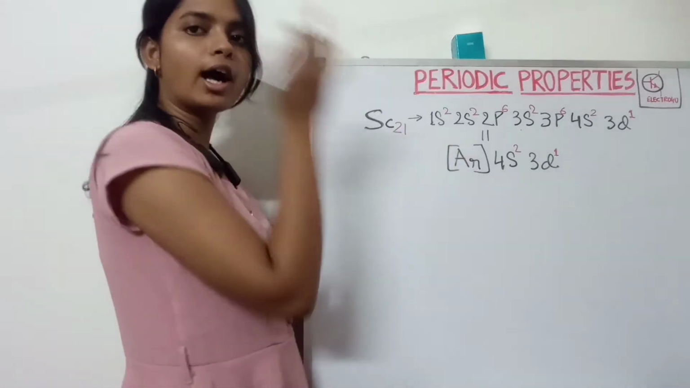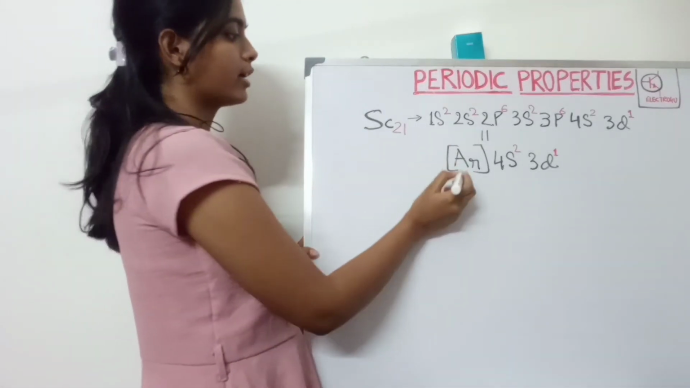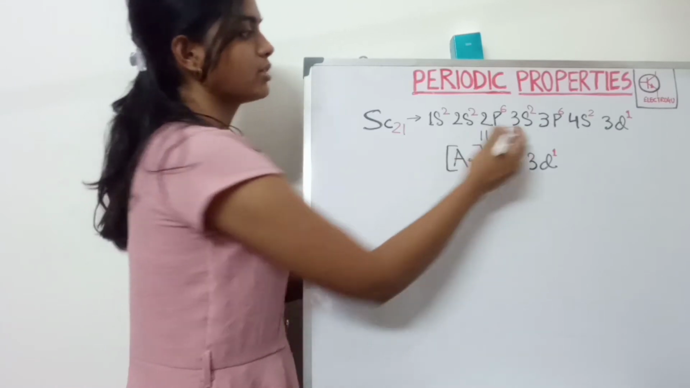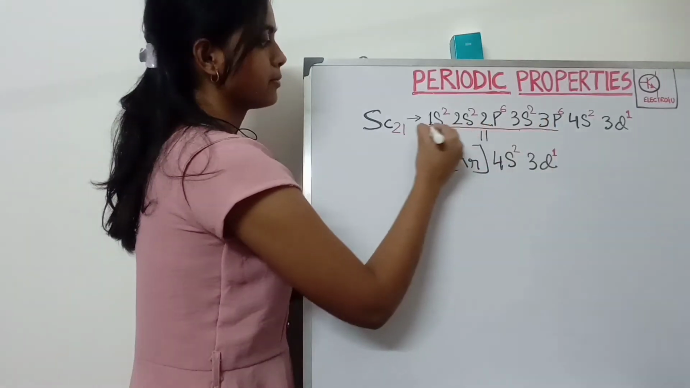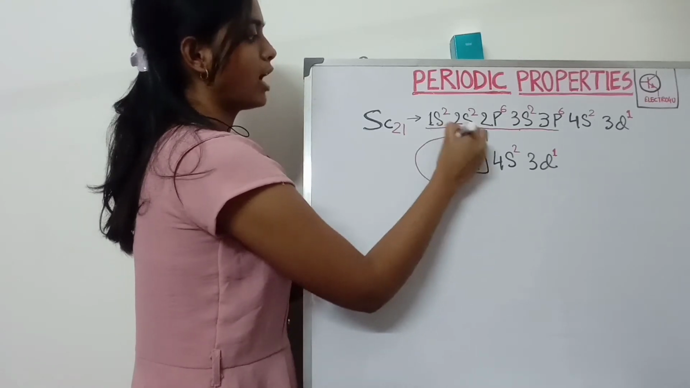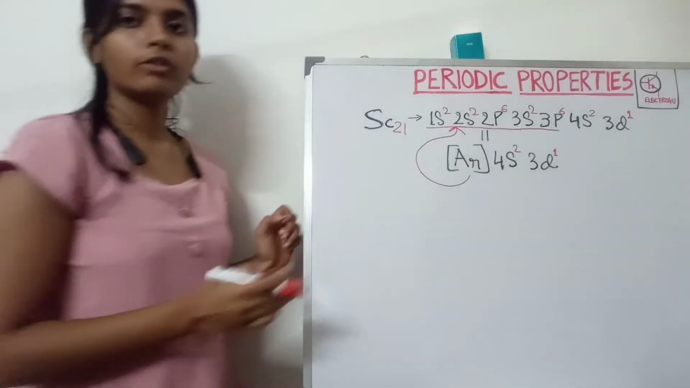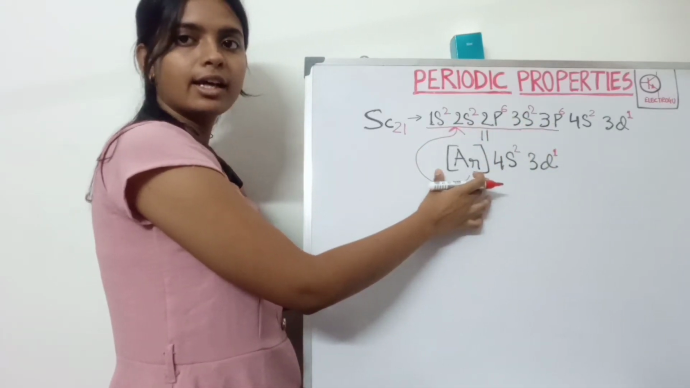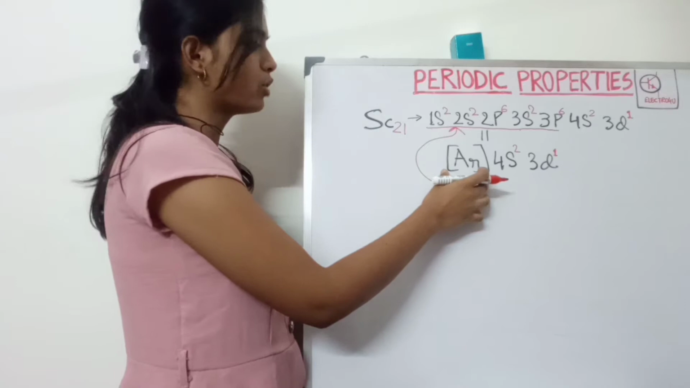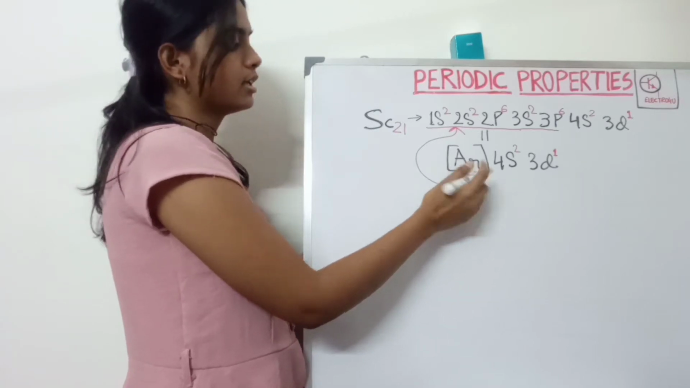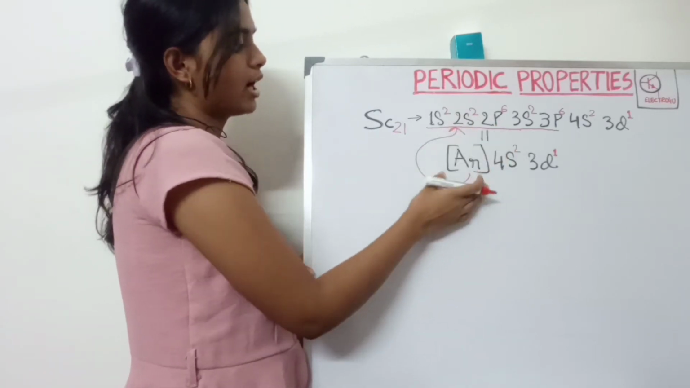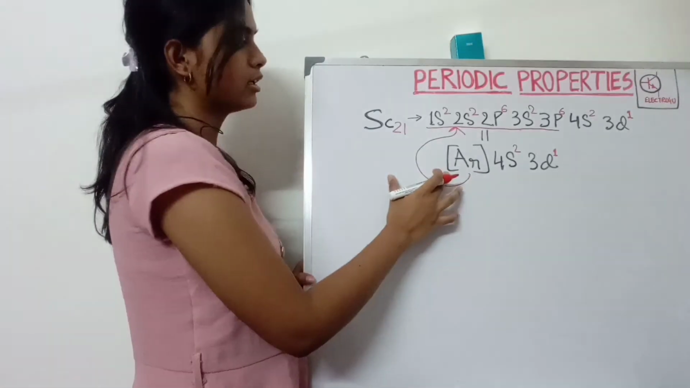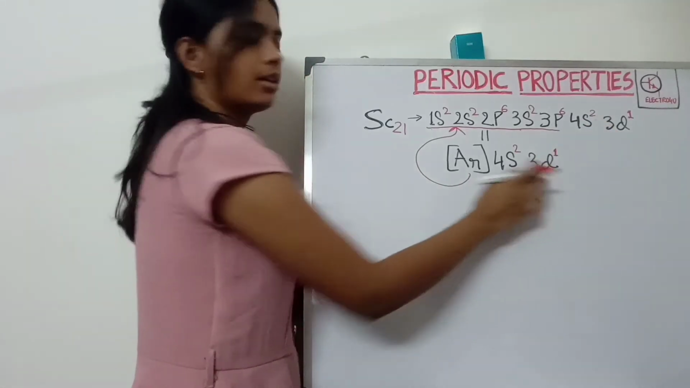Why did we write argon here? Because for argon the atomic number is 18, so its configuration will be up to this. So in short, we can replace this electronic configuration with the name or the symbol of the element. So this is the configuration for argon having atomic number 18. So we wrote like this. Now the rest of the part will be written as it is.